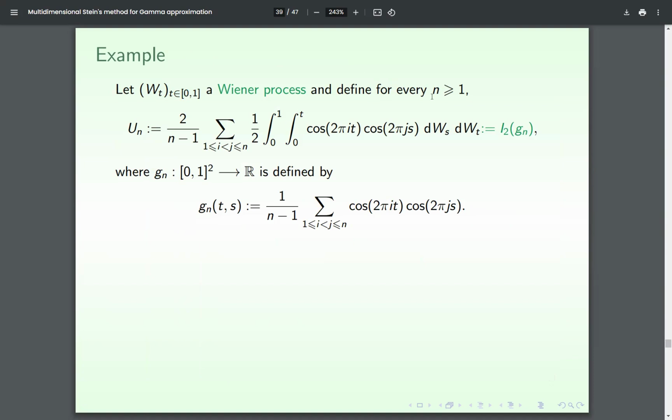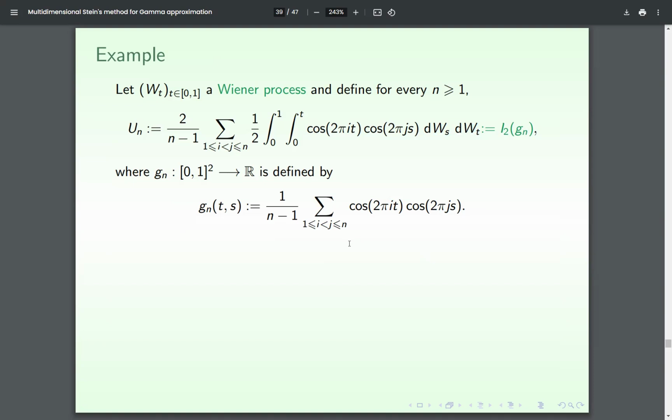And for every n, I will consider this sequence of Wiener integrals, meaning that we compute the integral of deterministic functions, the two cosine right here, with respect to this Wiener process. And I will take the sum of those integrals. And U_n can be interpreted as an element of the second Wiener chaos by writing that this is I_2 indexed by G_n, where G_n is this function over there. So here we really see an element of a Wiener chaos, like a double integral with respect to a Wiener process.